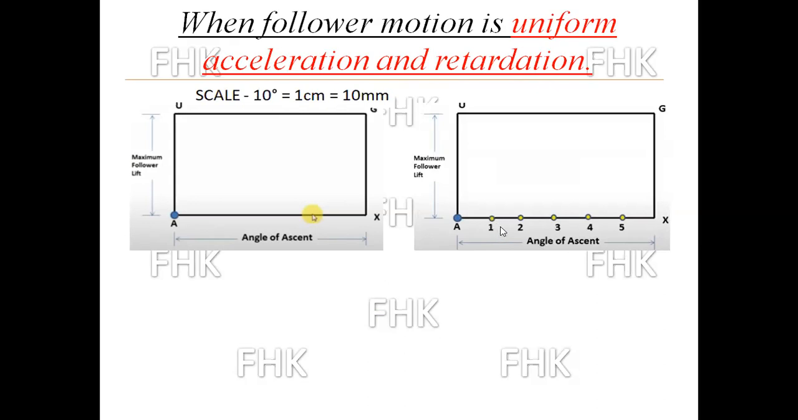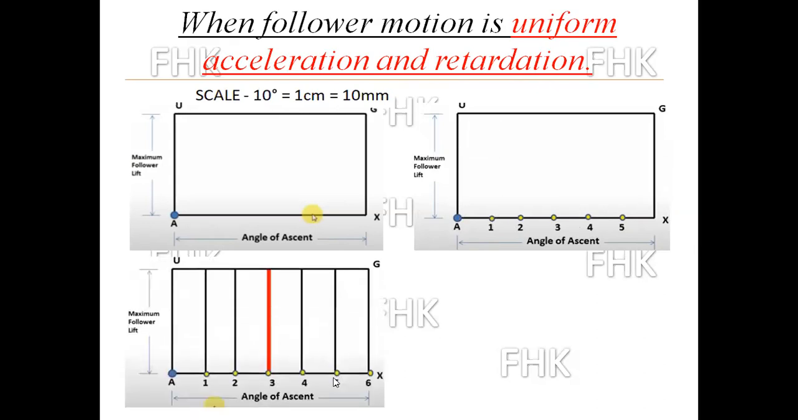So the next step is that, through all these points, I will draw a line perpendicular to the follower lift. So from 1, 2, 3, 4, 5 and 6, I will draw the perpendicular straight lines. Now I will highlight it in red color. Why? Because that much part, 1, 2, 3, will be given for acceleration, and that much part, numbers 4, 5 and 6, is given for retardation.